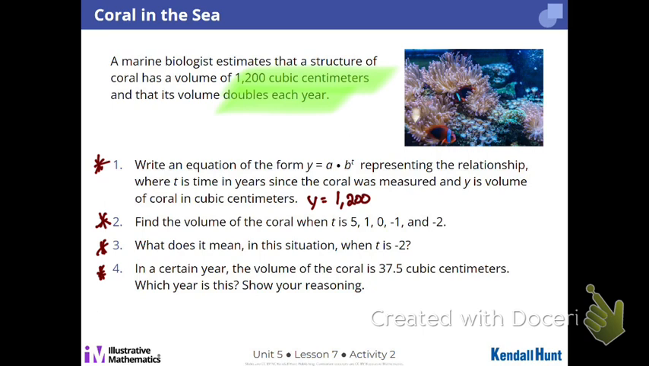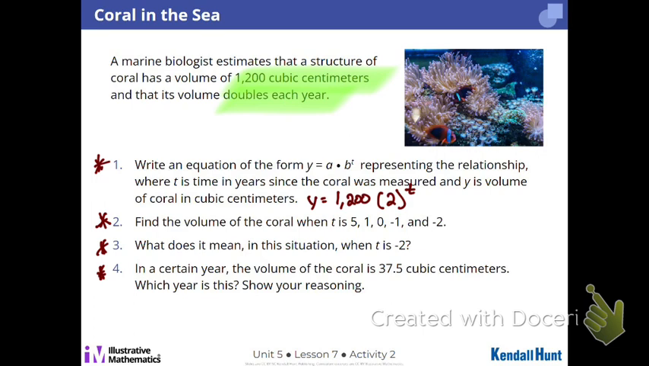Spencer, what's happening to my coral? It's doubling each year. How many times? Each year. So how do I represent that each year in my t? My function literally says I'm starting with 1,200, I'm doubling it each year. When we write a function, make sure you can summarize your context with your function, because your function is the context. It's just like you already translated it.